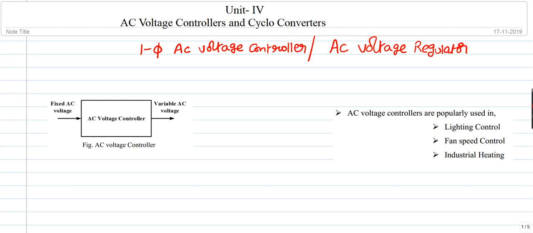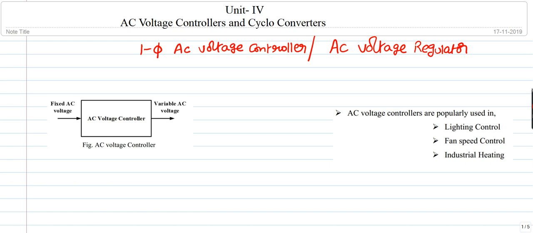Welcome to all. In this lecture session, we will start the fourth unit. In this fourth unit, we are having two types of power electronic converters. One is AC voltage controllers and another one is cycloconverters. Both these power electronic converters are having input component as AC as well as output component is also AC. That means these are AC to AC converters.